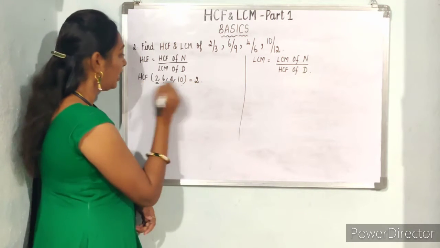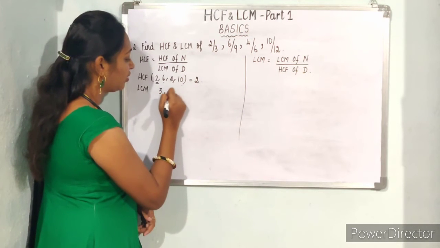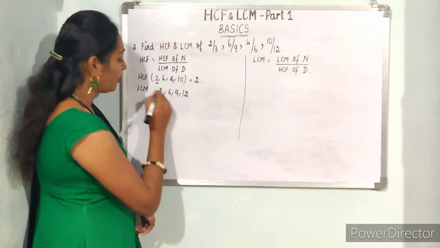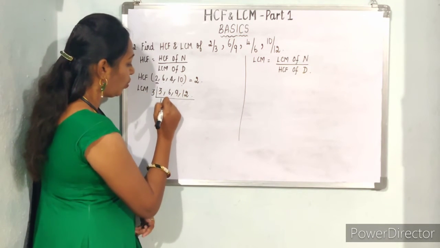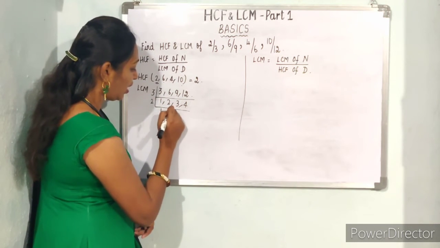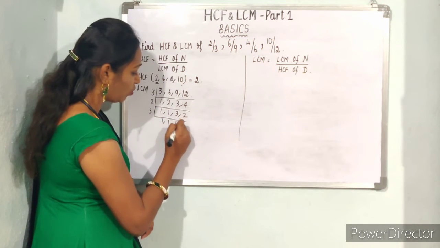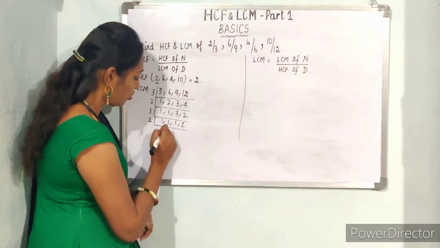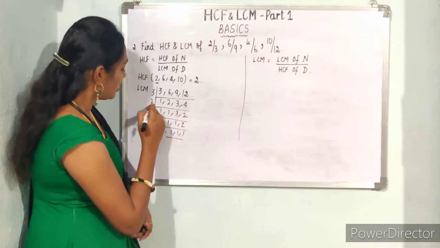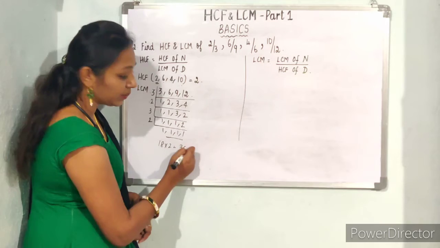Okay. Now let's find the LCM of the denominator. The denominators are 3, 6, 9, 12. We divide by 2, then by 3, and so on until we get 1s. If you multiply, 3 2s are 6, 6 3s are 18, 18 2s are 36. So the LCM is 36.